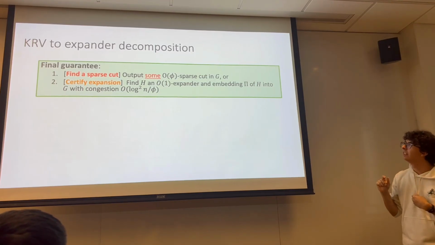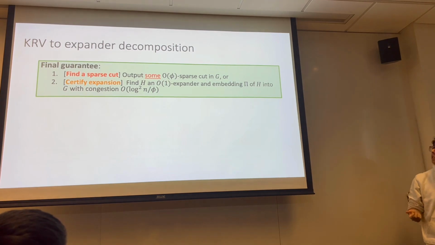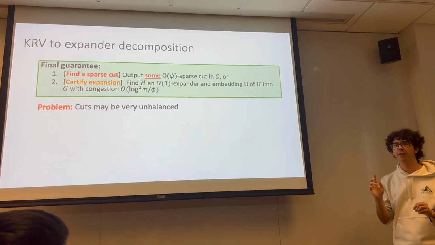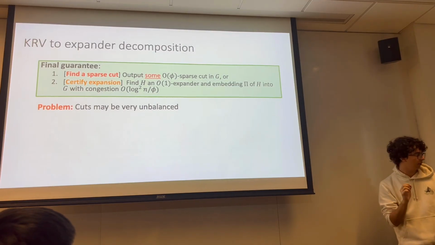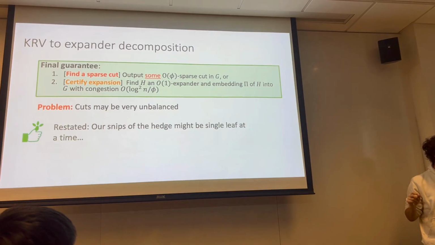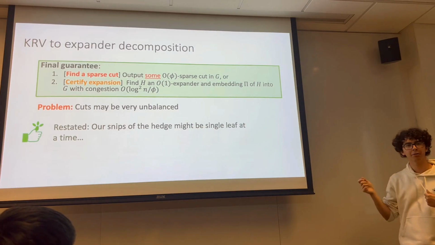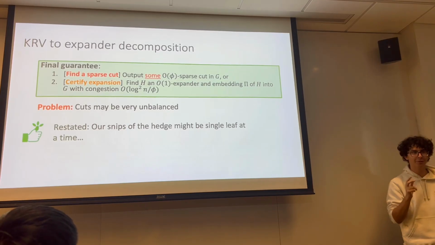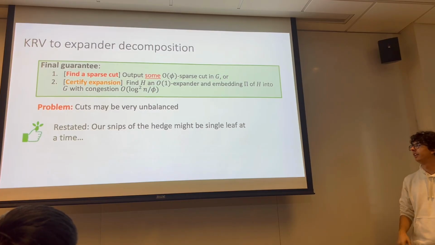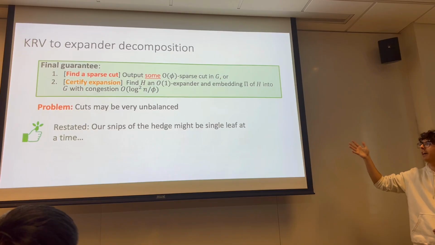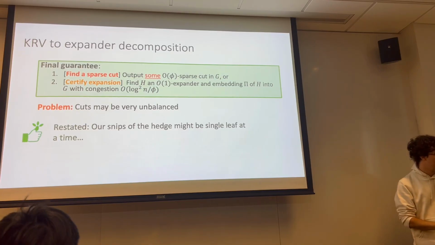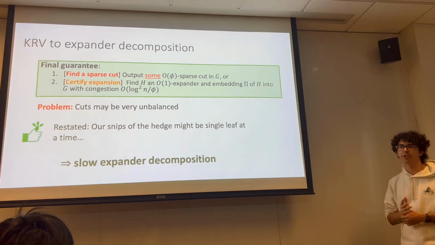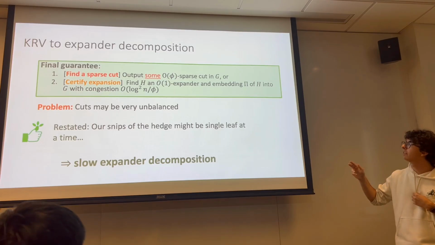But it's still not near linear time. And the reason is, if you find a sparse cut, it might be really unbalanced. You might cut out one vertex. Or restated, you're going through your hedge algorithm, you look for a problem, you cut off one leaf. You cut off one leaf, and you just keep doing that one leaf at a time, it takes forever. So you lose a factor of n in the recursion depth here. Okay, so this gives us a slow but efficient expander decomposition algorithm. So how do we make this faster?